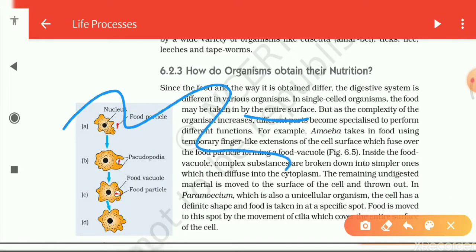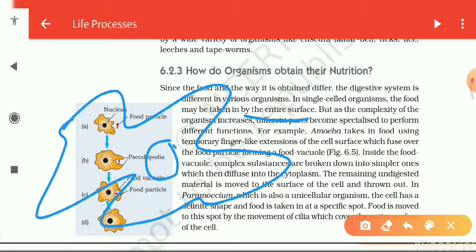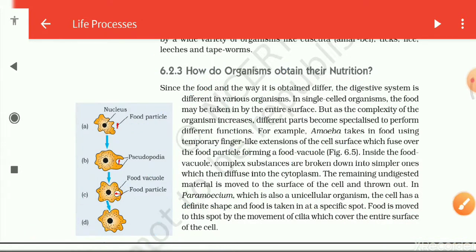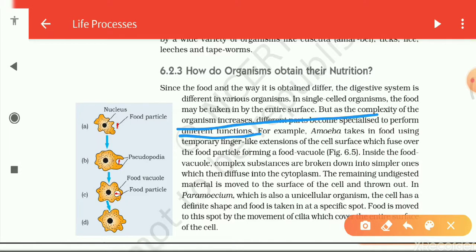Students, this is the structure of the amoeba. Inside this amoeba, the nucleus is present. It means this amoeba can take food from anywhere, from any surface, from the entire cell. But as the complexity of organisms increases, different parts become specialized to perform different functions. It means different types of cells in multicellular organisms perform different functions, but the amoeba can perform all the functions with a single cell.